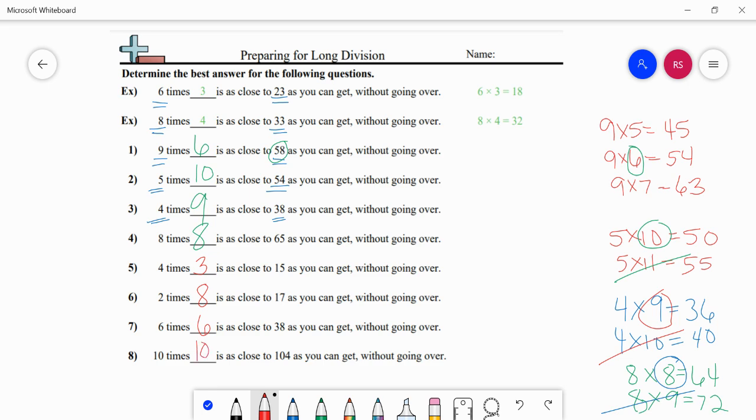All right, guys, I hope that you got the answers right. We have 4 times 3 is as close as we can get to 15. 2 times 8 is as close as we can get to 17. 6 times 6 is as close as we can get to 38. And 10 times 10 is as close as we can get to 104.